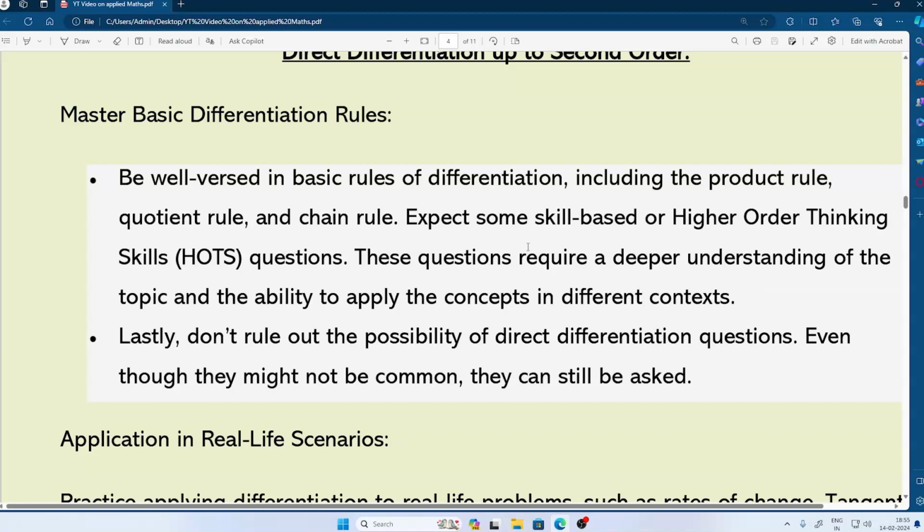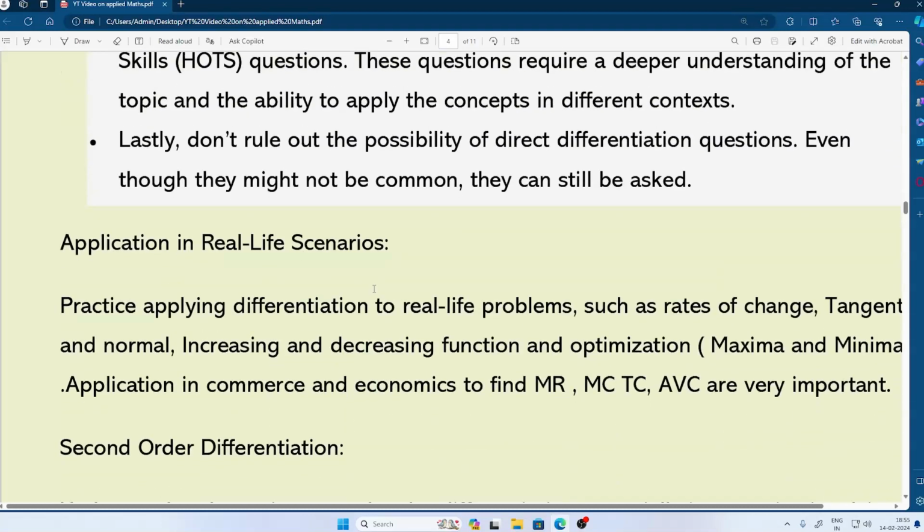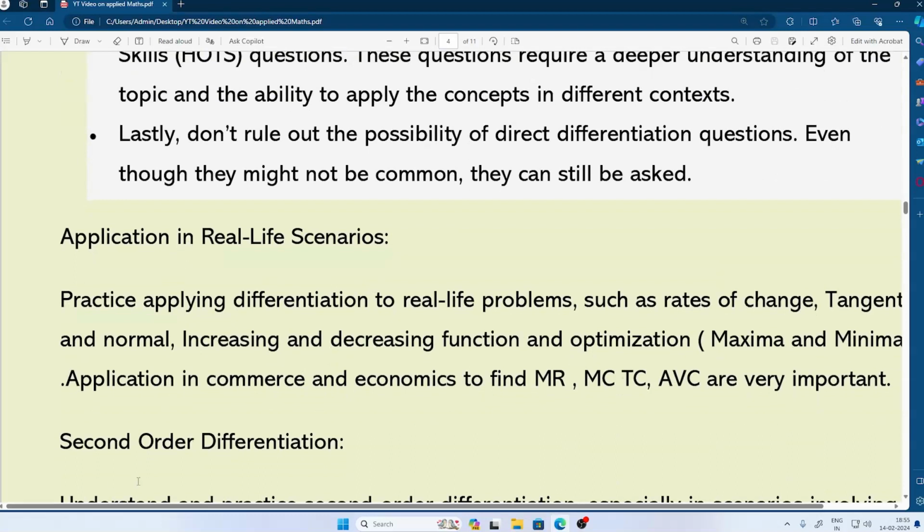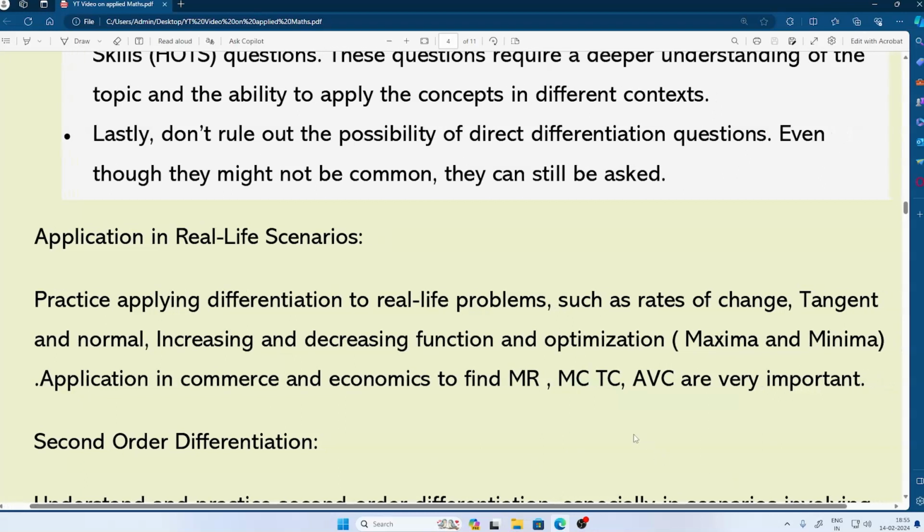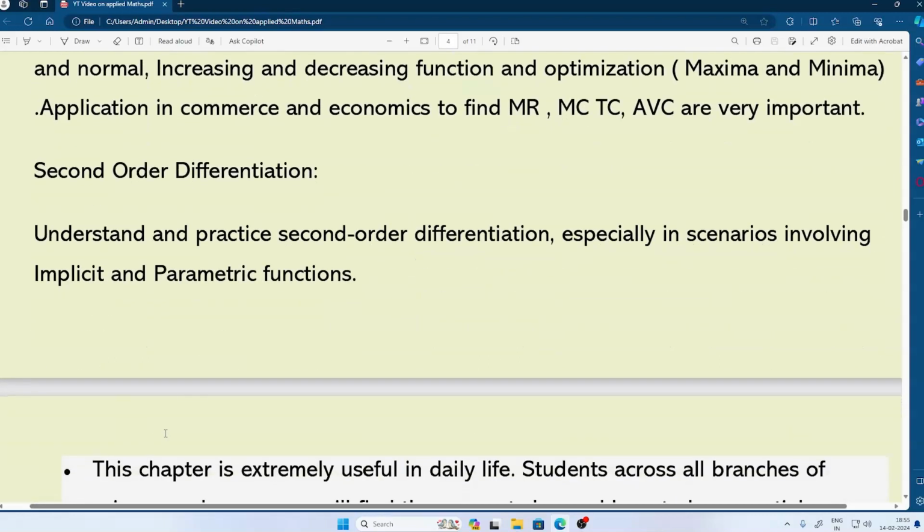HOT questions, case based questions can be asked from consumer surplus, producer surplus. You must have seen in many papers they are asking questions on it. At the same time, I tell you, practice both first and second order differentiation, but mostly questions are expected from all these things. Application of maxima and minima, marginal revenue, marginal cost, average variable cost, all these things.